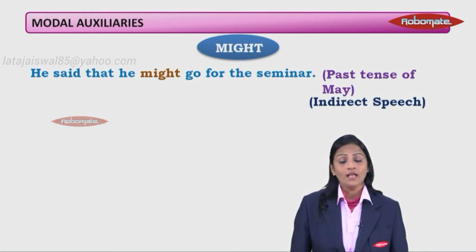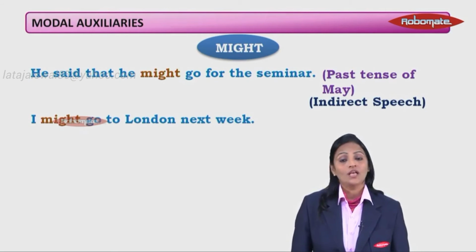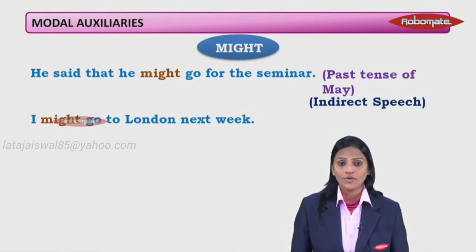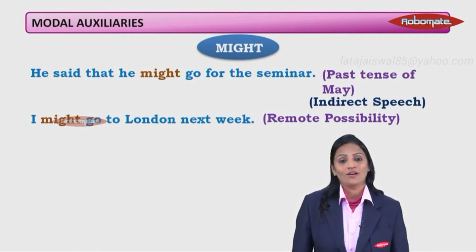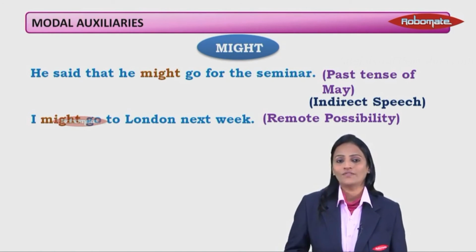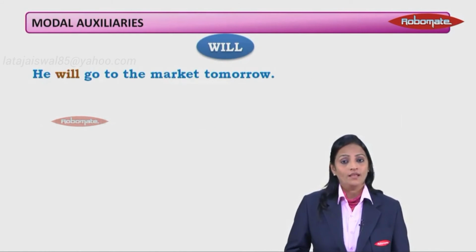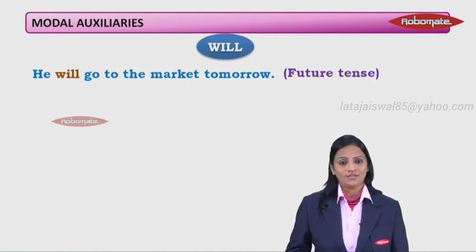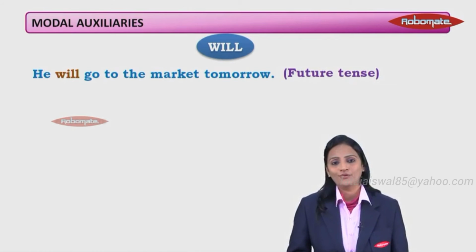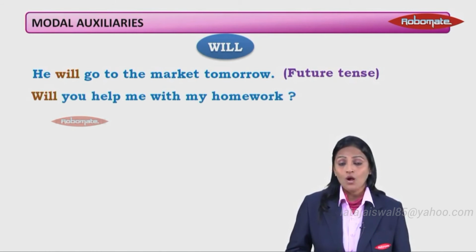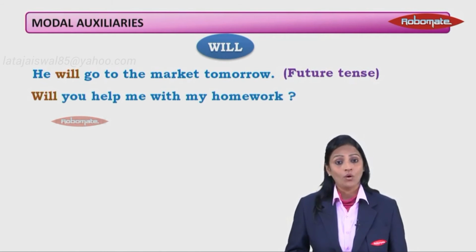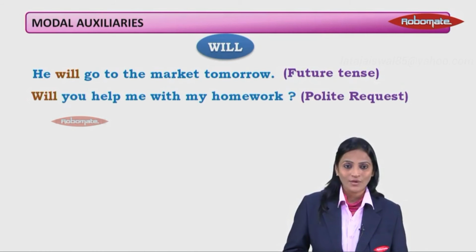But if you say here it is indirect speech, I might go to London next week, surely this is a remote possibility, something that is a little far away, you're not very sure of. Next one, will. Here too, quite a lot of functions. He will go to the market tomorrow. Simple future tense. We are talking here only about the future. But if I say, will you help me with my homework? Then it is a polite request.